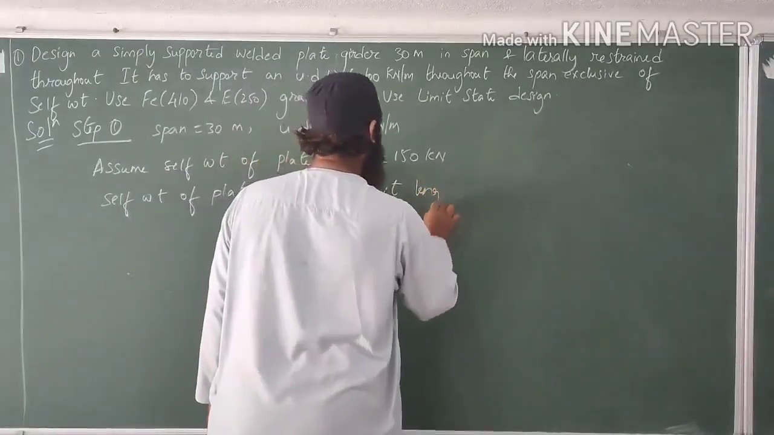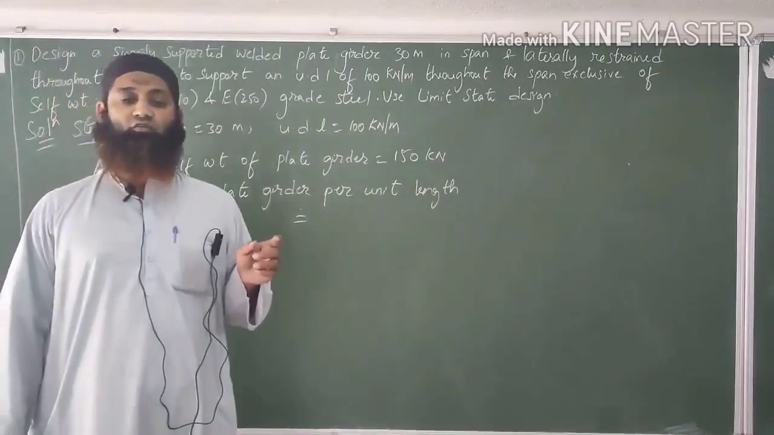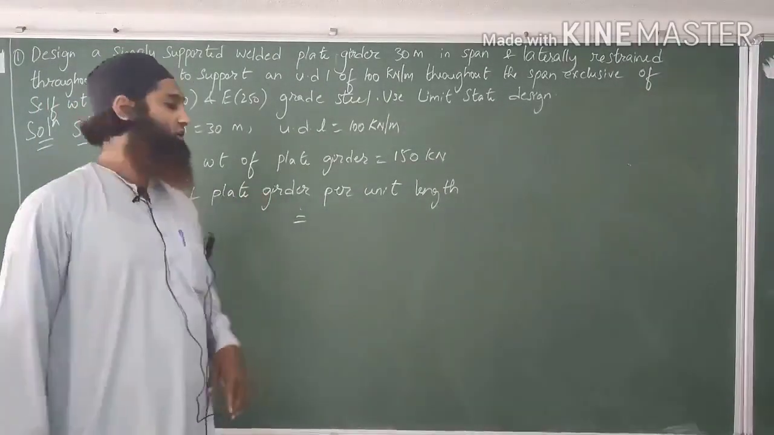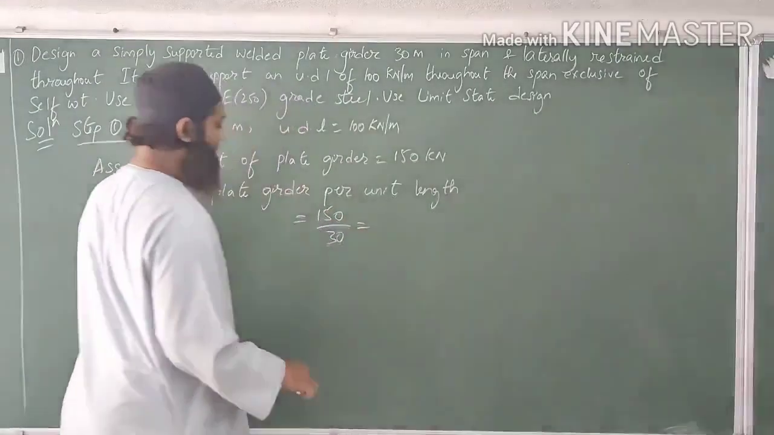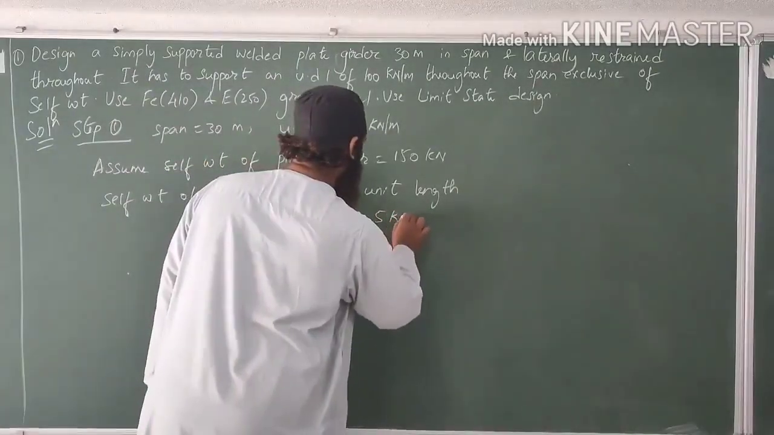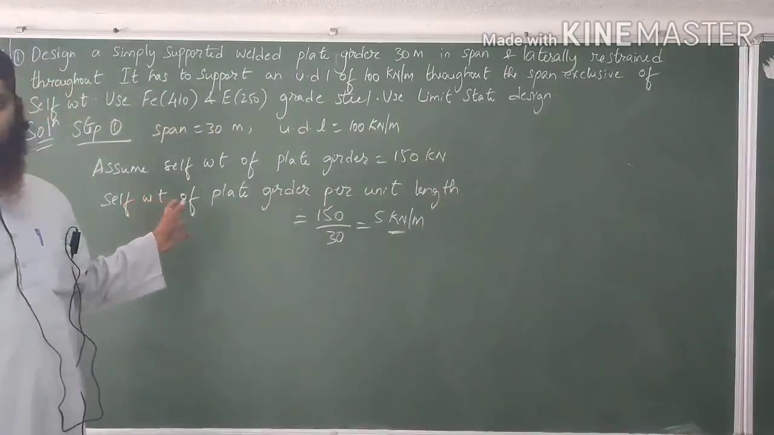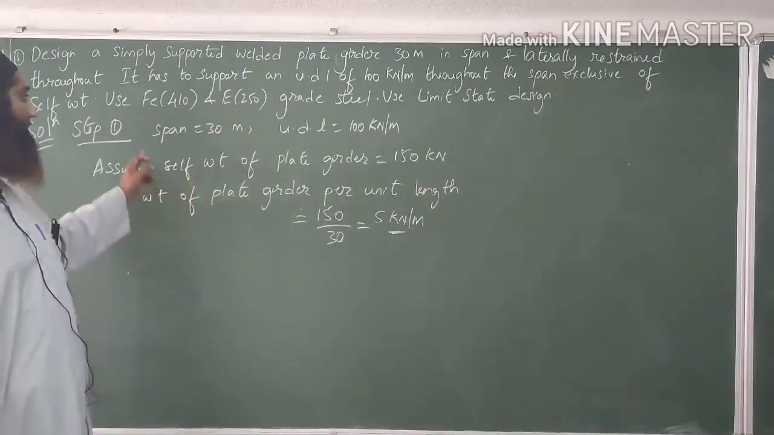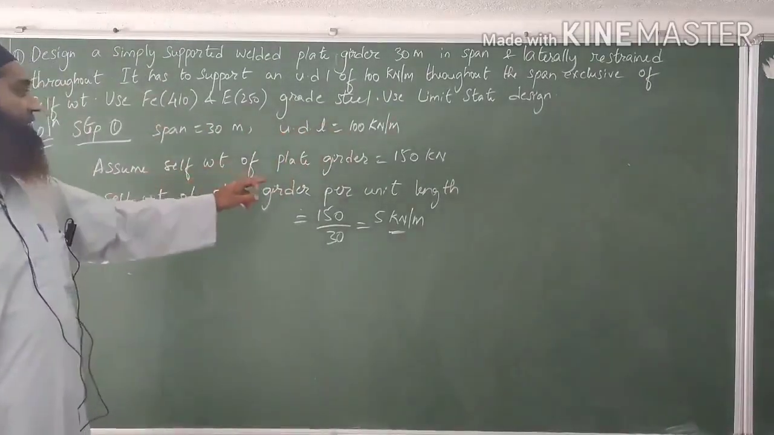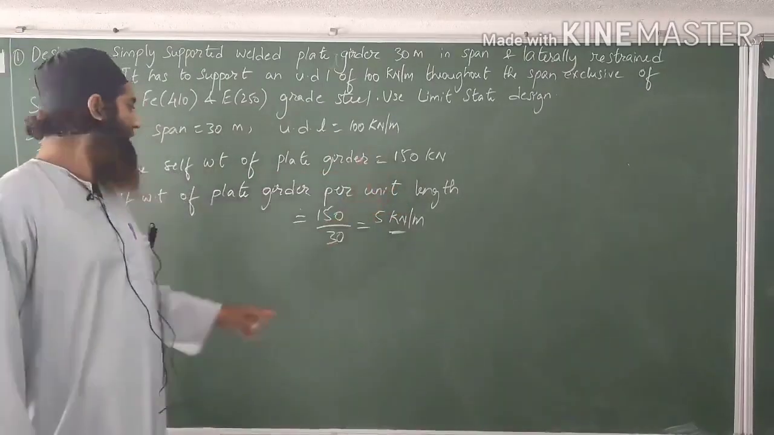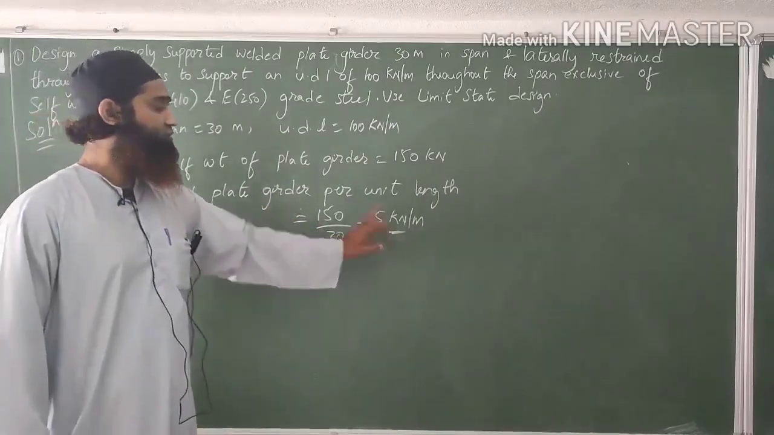As we have a 30 meter span, for each meter, how much we are getting, we'll see that. So it is 150 by 30. We'll get it as 5 kilonewton per meter. So because of the self weight, for each meter unit length, we are getting 5 kilonewton per meter. Span is 30 meter, UDL is 100 kilonewton per meter. We are assuming self weight of plate girder as 150 kilonewton here, and self weight per unit length is 150 by 30, that is 5 kilonewton per meter.